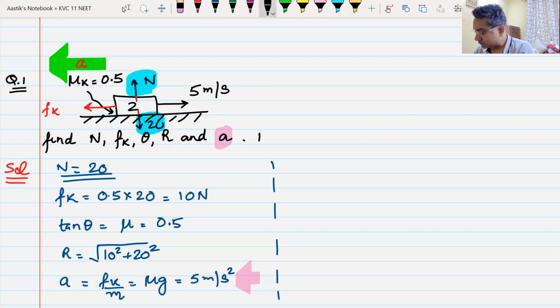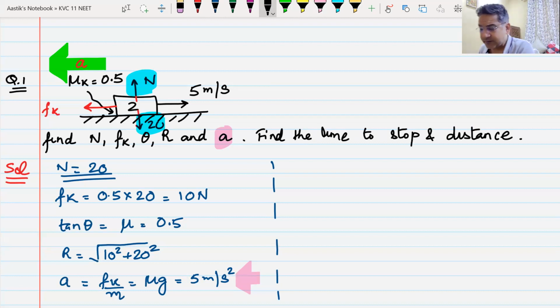Find the time taken to stop and the distance traveled before stopping. How much it will travel before stopping, and after how much time it will stop. So I'll give you 2 more minutes to do this. It's a simple question with a simple answer.